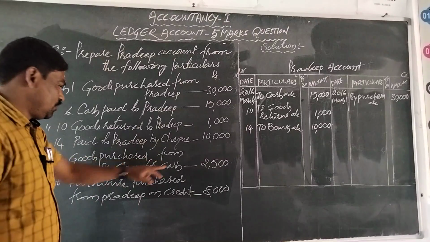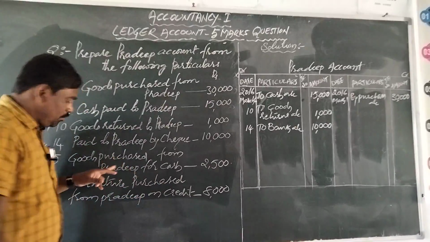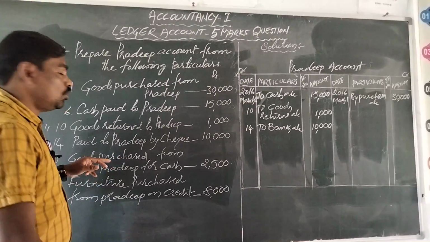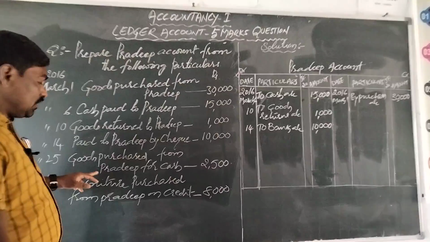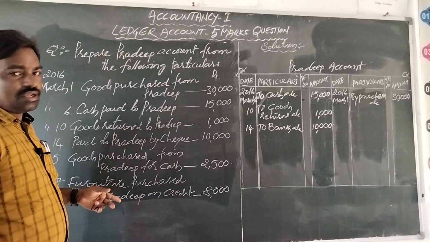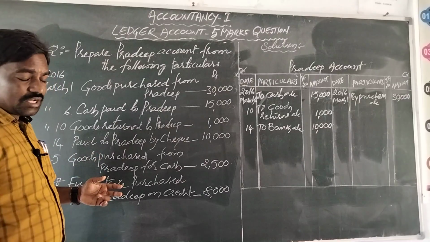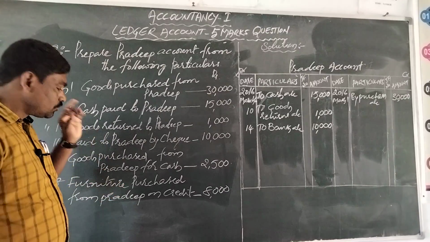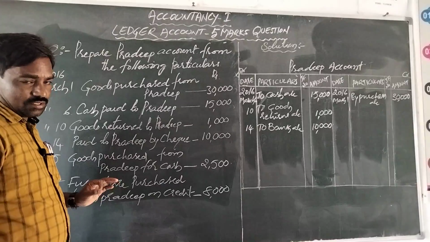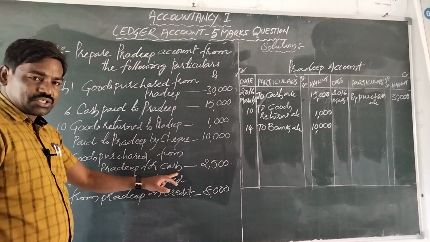Goods purchased from Pradeep for cash. Here 3 points are there. To confuse us, he has given 3 points. Generally there will be two aspects in any transaction, but here there are 3 aspects. So when there are 3 aspects, we must ignore the name of a person. So here, goods purchased from Pradeep for cash.